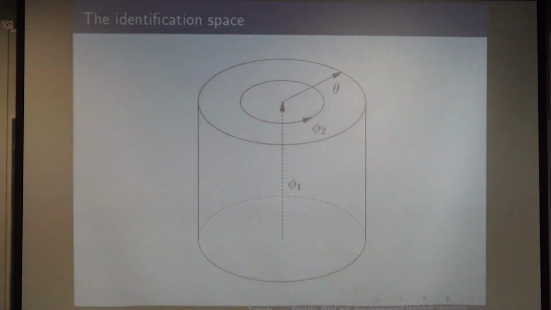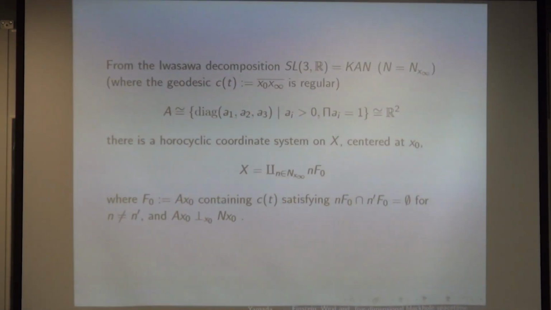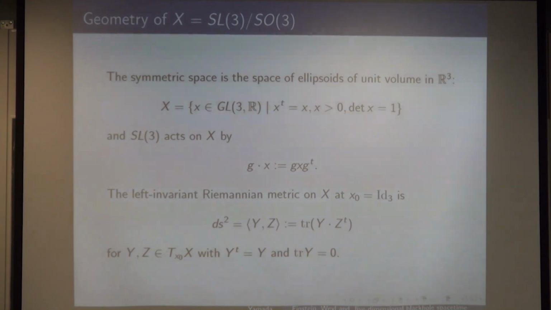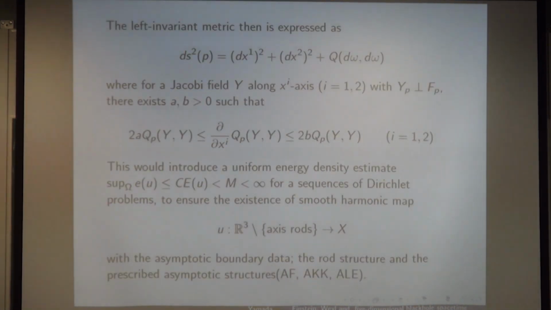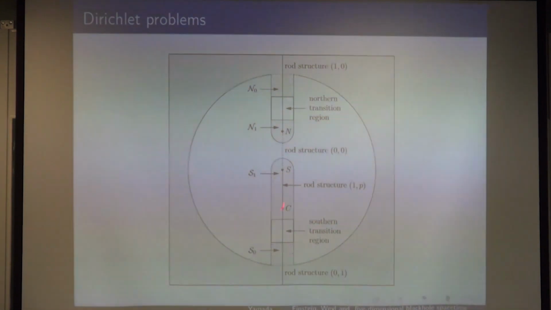In order to do so, we had to find the right coordinate system, the so-called horospherical coordinate system. Using the so-called Iwasawa decomposition gave us a good coordinate system, and using that, we could capture the harmonic map. This is the picture for the Dirichlet problem.